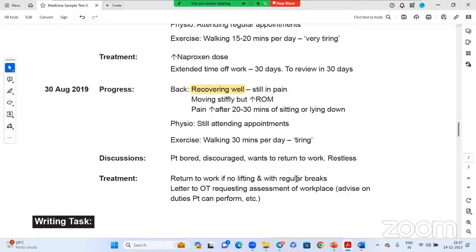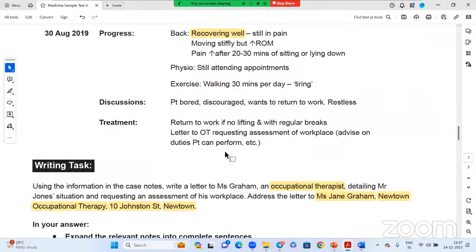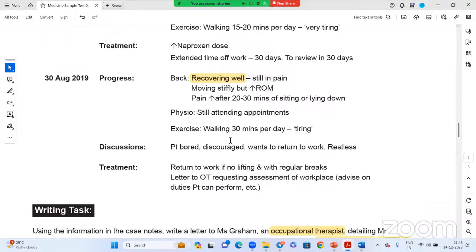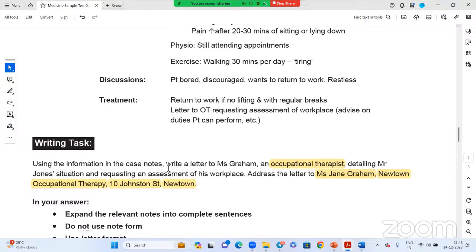Right. Now, next one. The type of letter. What is the letter type you are writing? Now you are just writing a letter to the OT, occupational therapist. You are writing a letter to an occupational therapist. Is it a discharge letter? No, because nothing is written here. Write a discharge letter, or write a transfer letter, or write a referral letter. Nothing is given here. So this is not a referral letter.